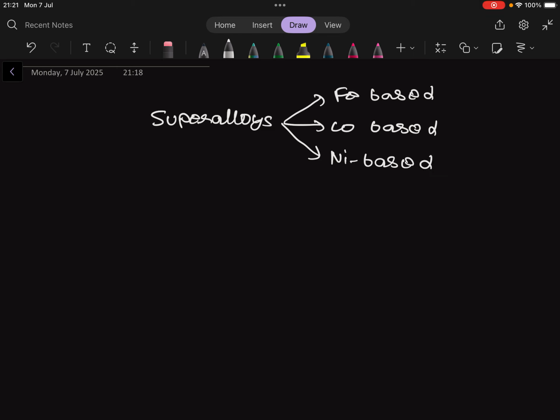So in this lecture we are going to study about iron based superalloys. All these types of superalloys operate at temperatures greater than 650 degrees Celsius. All the above superalloys have an FCC austenitic matrix, and they are all reinforced by different strengthening mechanisms active at high temperature.